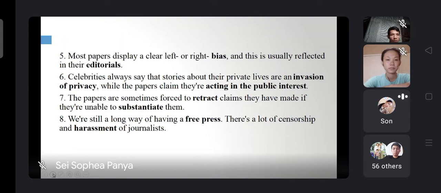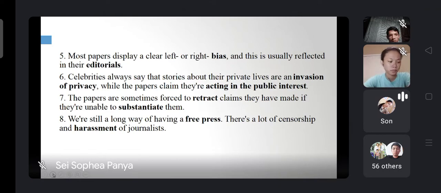Number 5, most papers display a clear left or right bias, and this is usually reflected in their editorial. So bias here means inclination or prejudice for or against one person or group, especially in a way considered to be unfair.